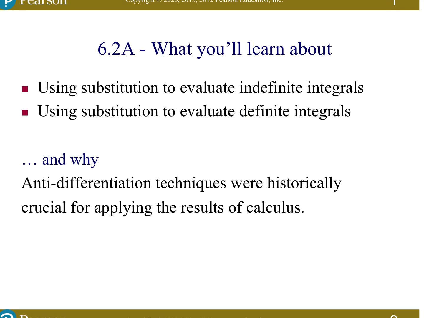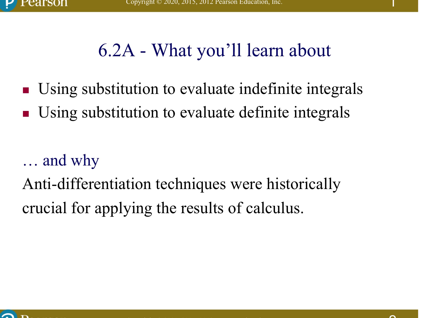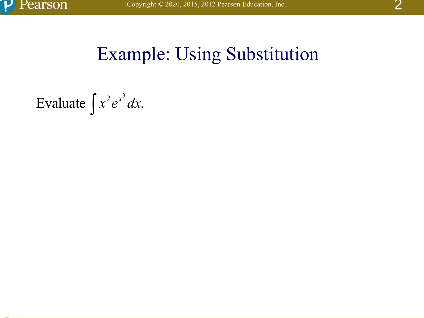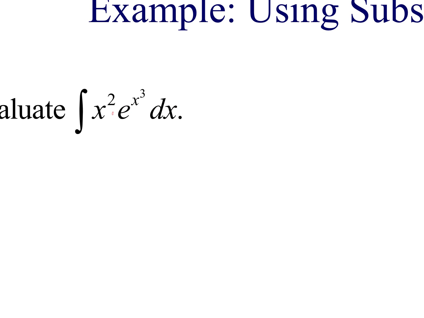I'm going to assume for the most part we're going to be pretty quick at identifying a good U substitution. So here you go. Here's your first example. This is a product between an x squared, a parabola, and an exponential.